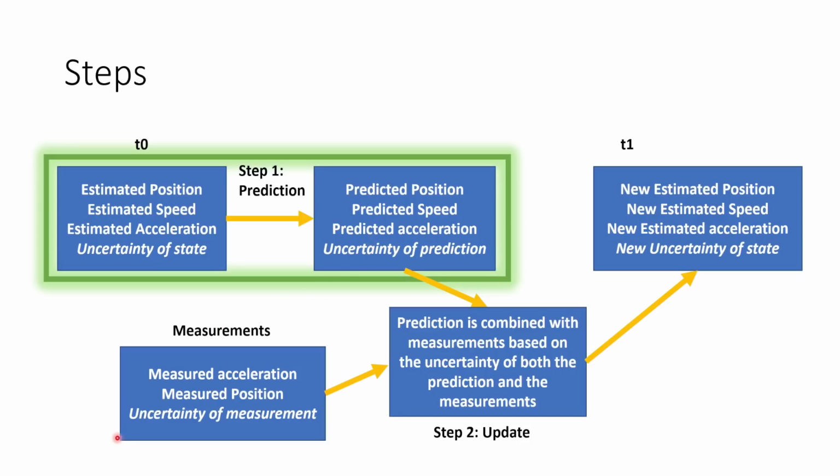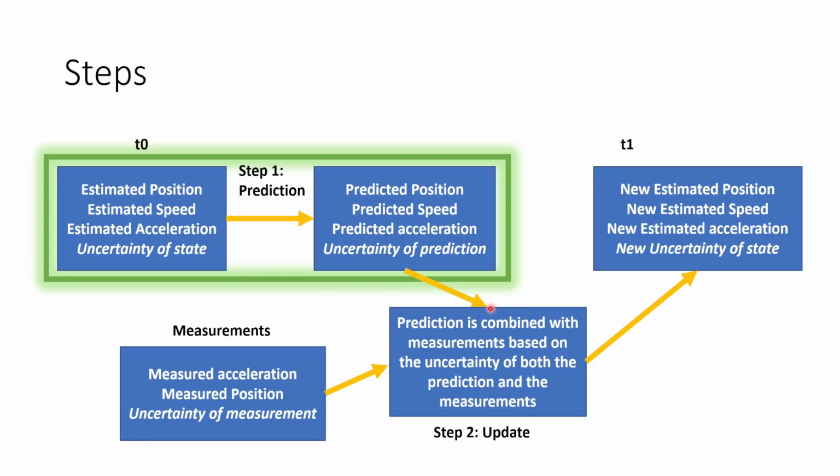We also have these measurements. So we measure acceleration and we measure the position of the car as well. And we also calculate the uncertainty of those measurements. So you can see where this is going. We have a prediction of what we think should happen, and we have a measurement. And we know they're both wrong, and we're uncertain about both of them.